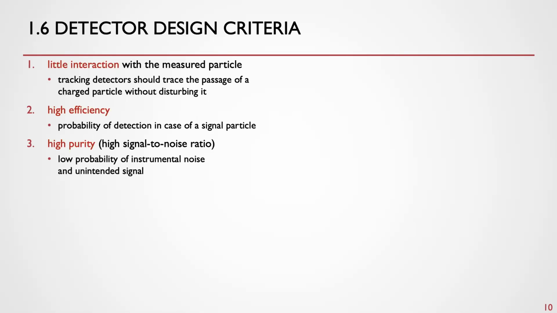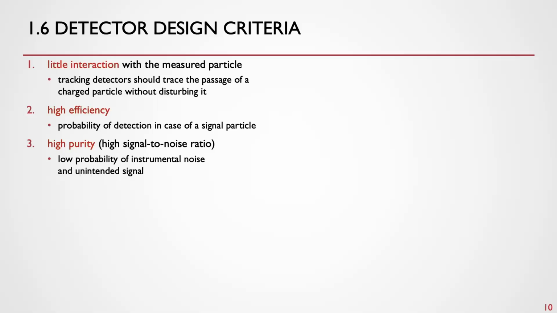If you have measured a number of particles, you want as low as possible a probability that some of these are only instrumental noise or some unintended signals. So, for example, a pion that is misidentified as an electron.